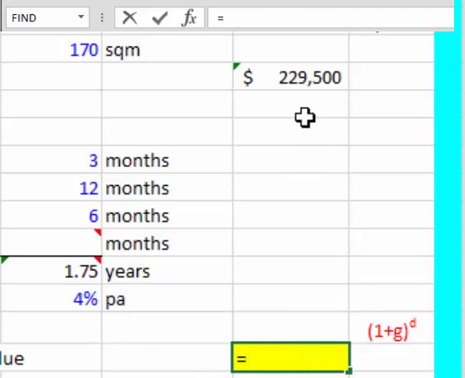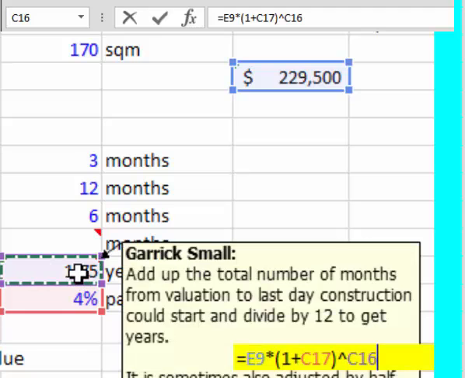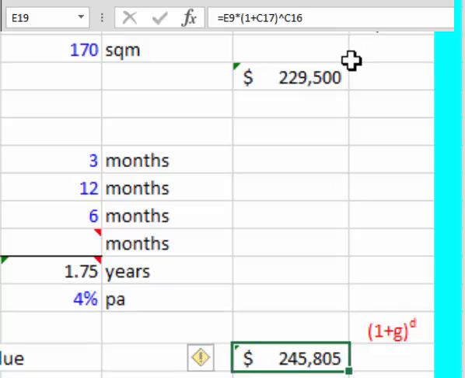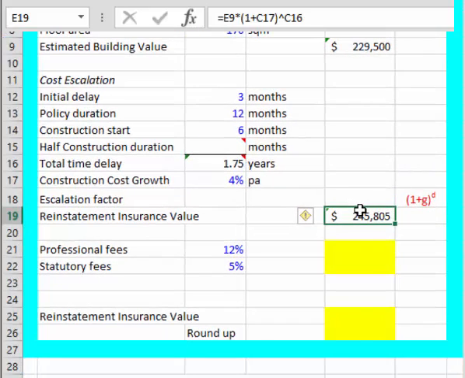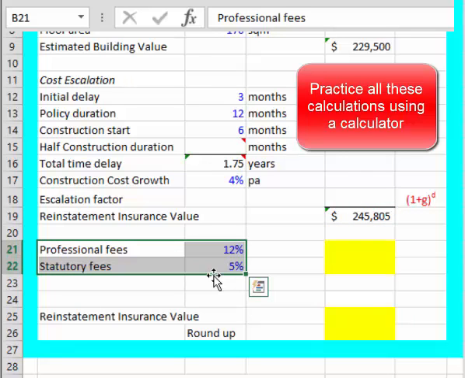What we're going to be doing is taking the estimated building cost, building value, and we're going to multiply that by 1 plus the growth rate raised to the weight, the delay, and so that gives us $245,000. So we've added about an extra $20,000 roughly, about 10% as a result of the delays. That's the important aspect.